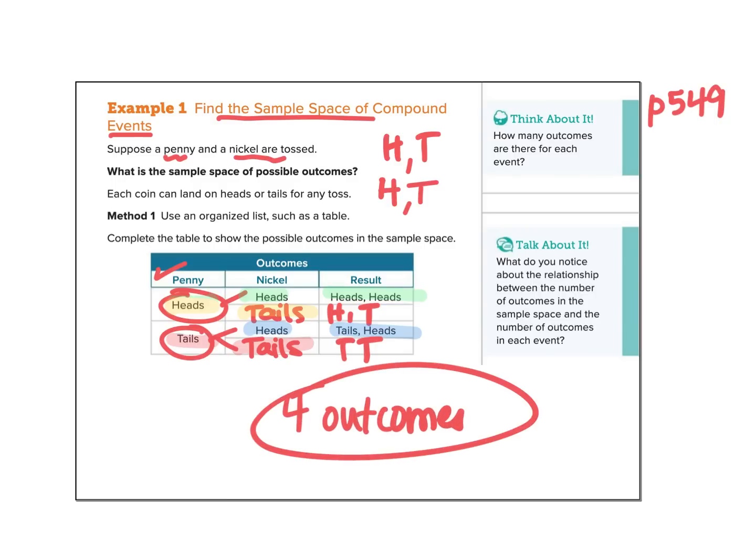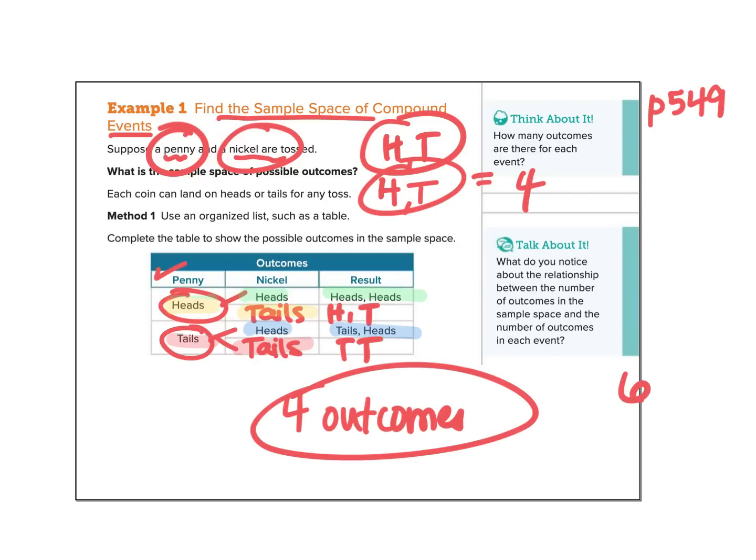All right, now I want you to think about this. When I flipped a penny, there were 2 outcomes. And a nickel, there were 2 outcomes. And in total, I got 4. Now, if you think about the last one that we did when we rolled a dice, there were 6 outcomes for when I rolled a dice, 1 through 6. And then I flipped a coin, there were 2, and I got 12 total. Do you notice any relationship to how I can get from here to here?